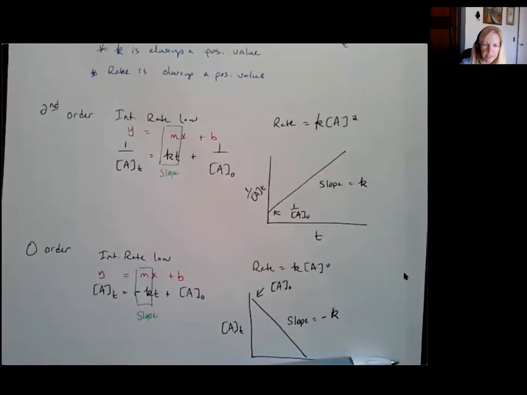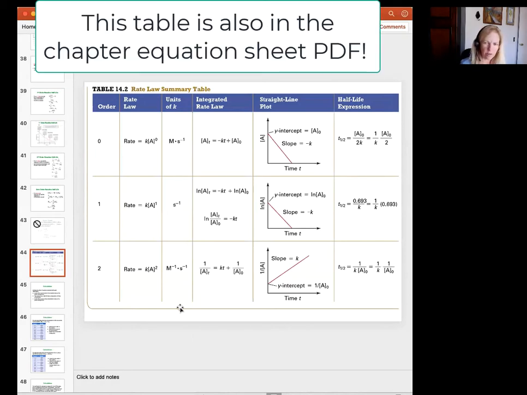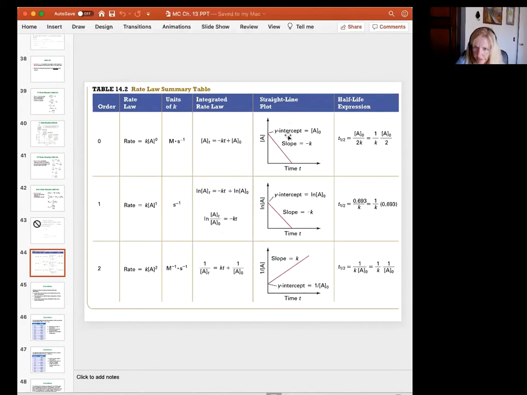All right, here's a table out of your textbook. In this table, what you see is that my order is in this first column: 0, 1, or 2. Here's my rate law, so that original rate law expression. Here are my units of k. So you see my units of k are going to be different depending upon the reaction order for A. And this is our very simple view where I only have one reactant. Now I have my integrated rate laws, written in the y equals mx plus b format. And then here would be your straight line plot.